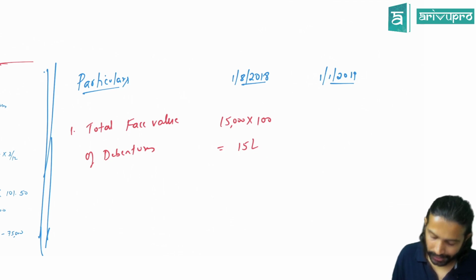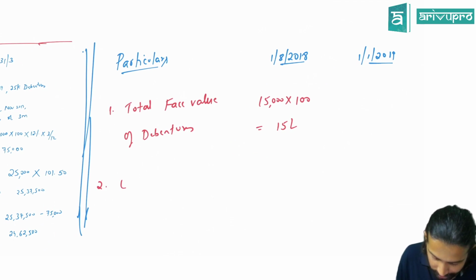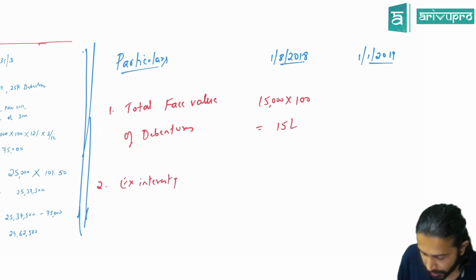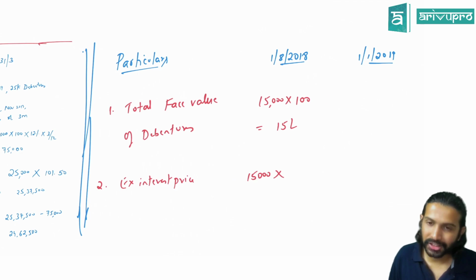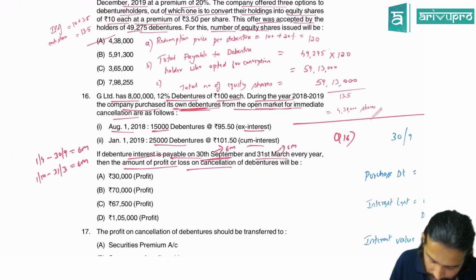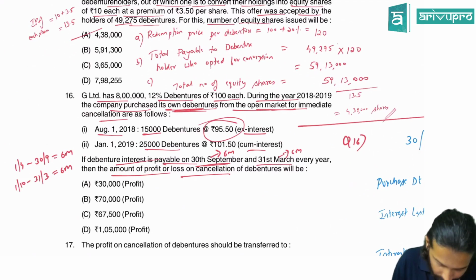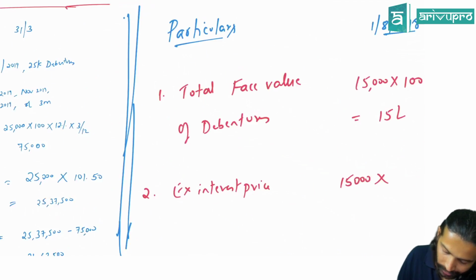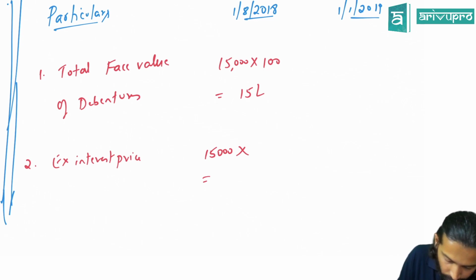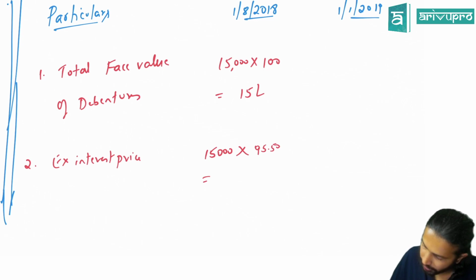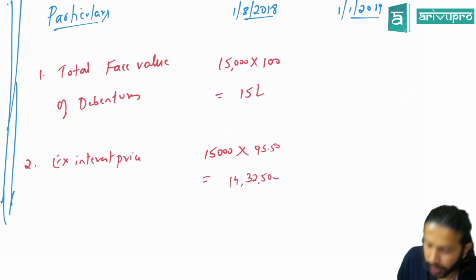Now I purchased these debentures. What is the price I paid? What is the ex interest price I paid? I purchased 15,000 debentures. Did I pay 100 rupees to buy these debentures? No. On 1st August, the company was able to purchase this debenture by paying 95.5 on one debenture. On one debenture it is 95.5, so on 15,000 debentures, how much? 95.5 into 15,000 gives you 14,32,500. Simple funda, sir.